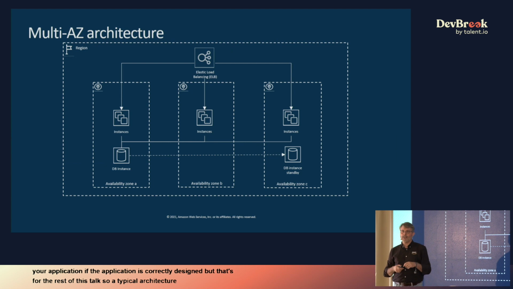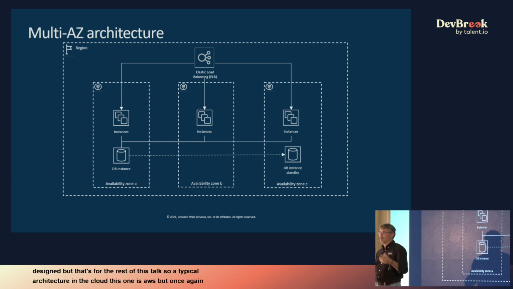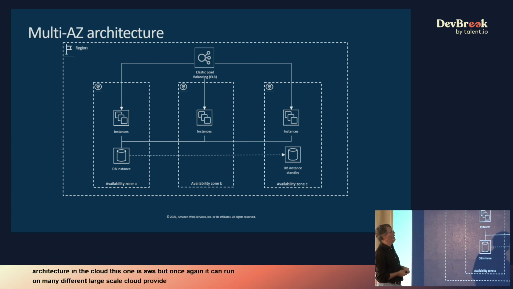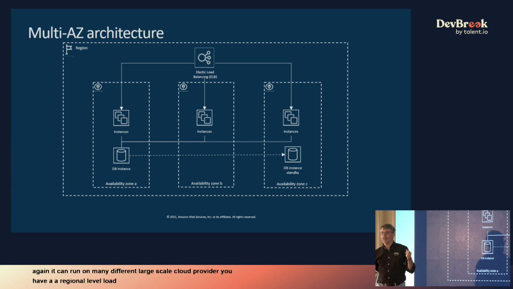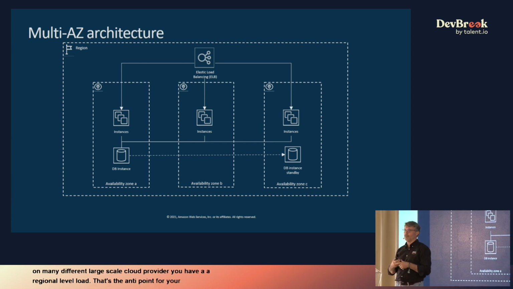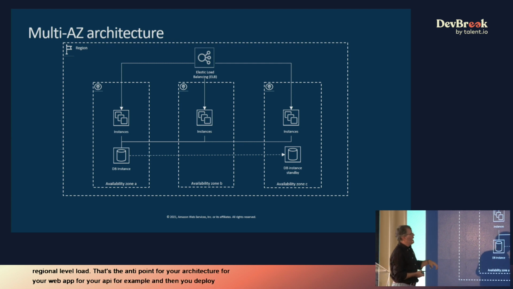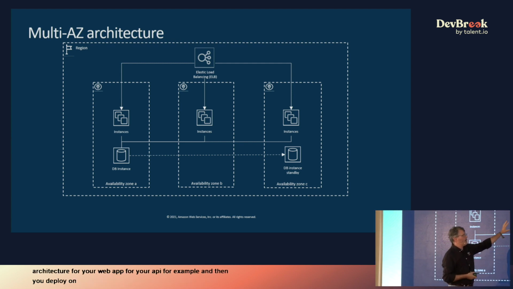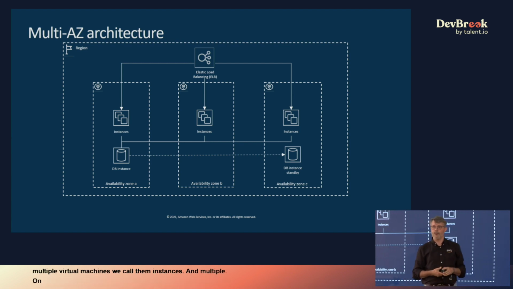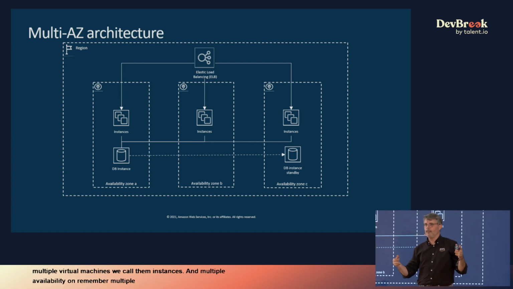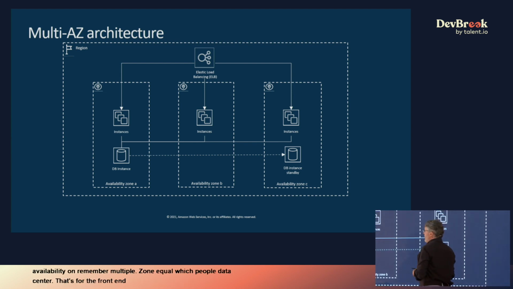So a typical architecture in the cloud, this one is AWS, but once again, it can run on many different large-scale cloud providers. You have a regional level load balancer. That's the entry point for your architecture, for your web app, for your API, for example. And then you deploy on multiple virtual machines, we call them instances, in multiple availability zones. Remember, multiple availability zones equal multiple data centers. That's for the front end, that's easy.